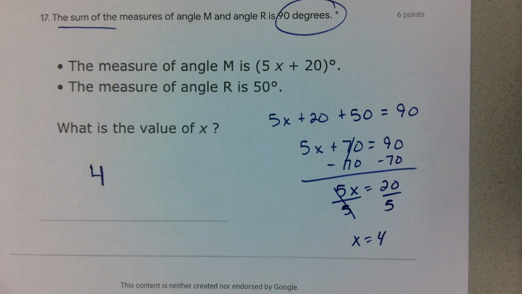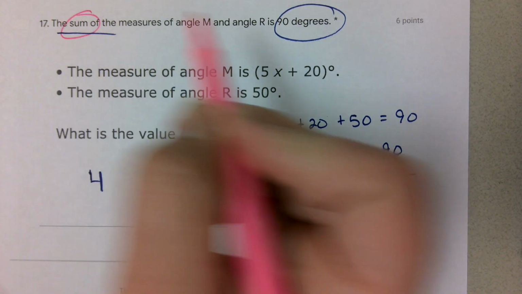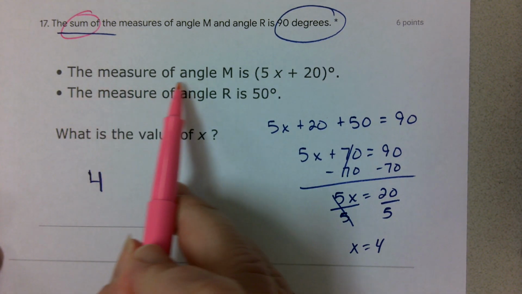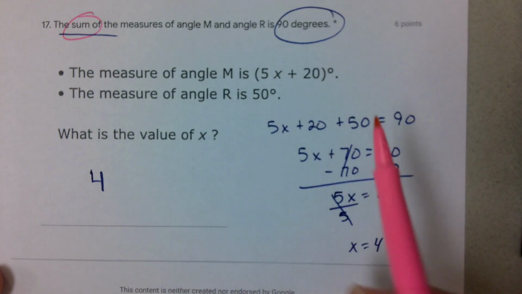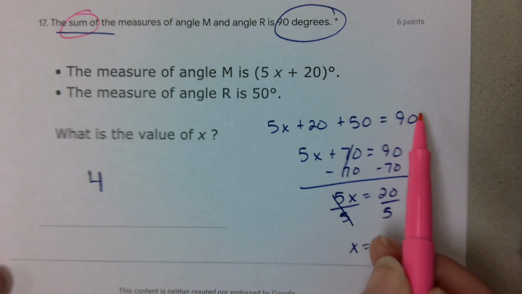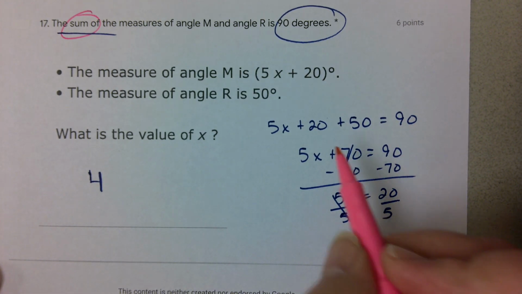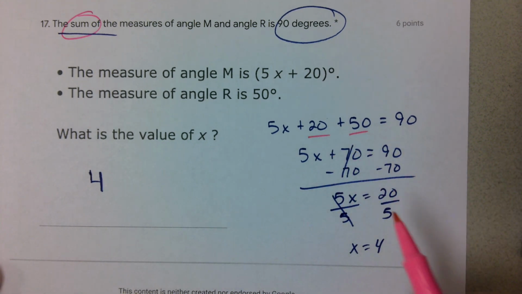Number 17. The sum of the measures of angle M and angle R is 90 degrees. So when I add them up, I get 90 degrees. The measure of angle M is 5x plus 20 degrees. The measure of angle R is 50 degrees. So when I have 5x plus 20 plus 50, that equals 90. So the first thing I did was combine my terms. 20 plus 50 is 70.